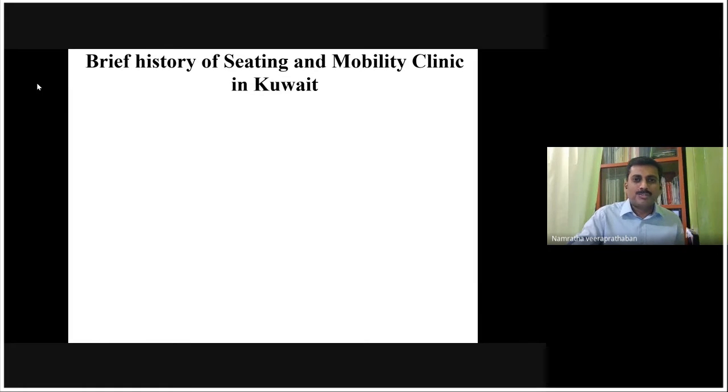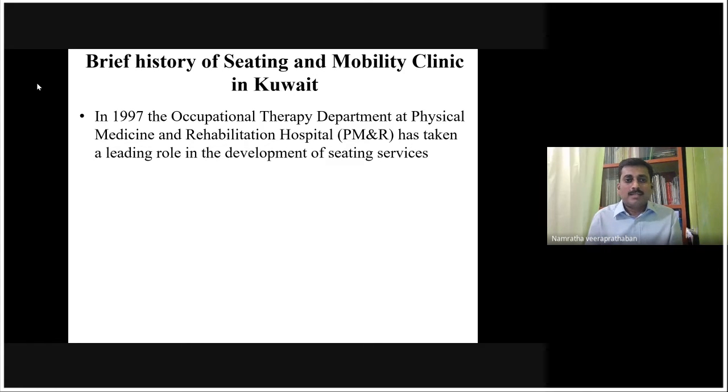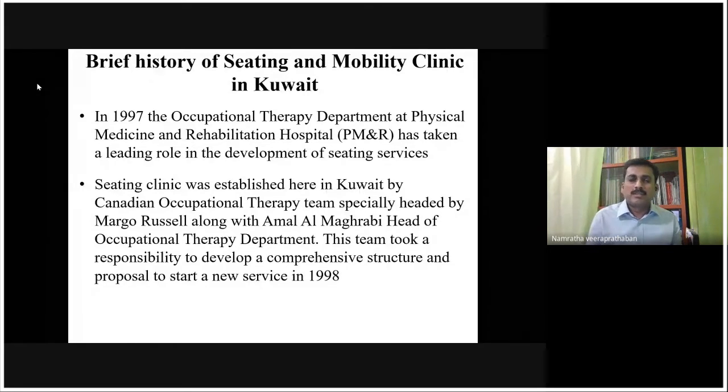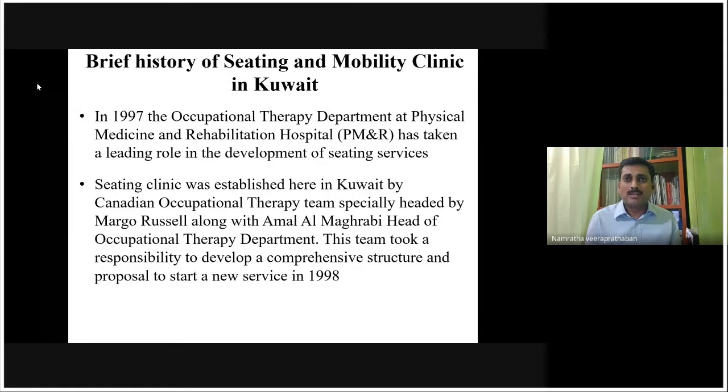I'll just go through a brief history of the seating and mobility clinic in Kuwait. Okay. The idea started in 1997, when the OT department in the Physical Medicine and Rehabilitation Hospital took a leading role in the development of seating services in Kuwait. The seating clinic was established here in Kuwait by a Canadian occupational therapy team headed by Margot Russell, along with Dr. Amal Al-Maghrabi. She was the head of the department for many years, and she recently resigned in 2018. And she was my mentor in seating and mobility. I really owe her a lot.